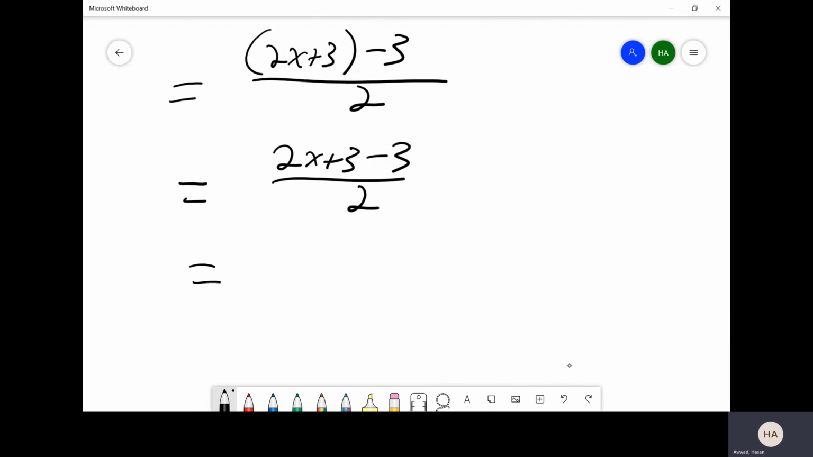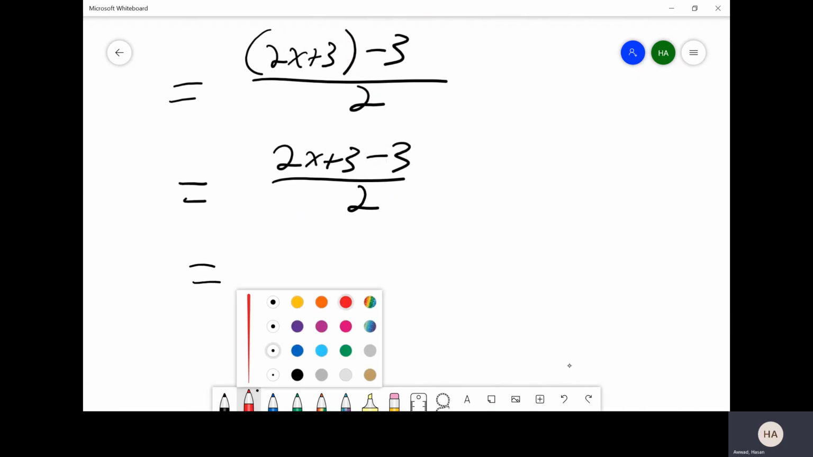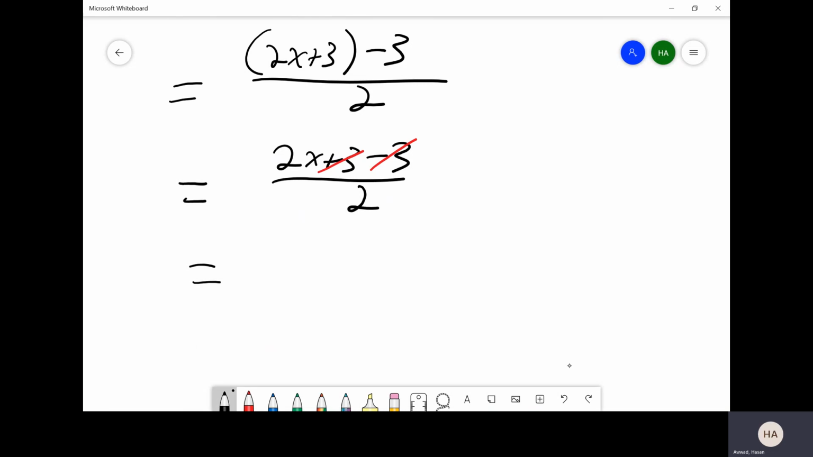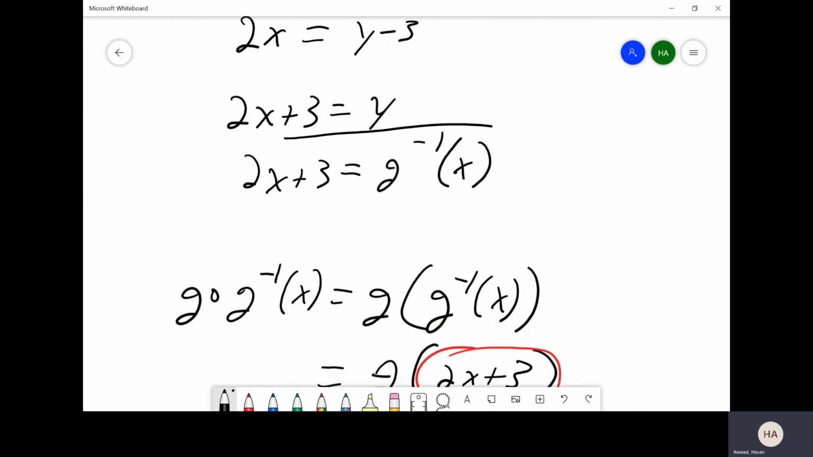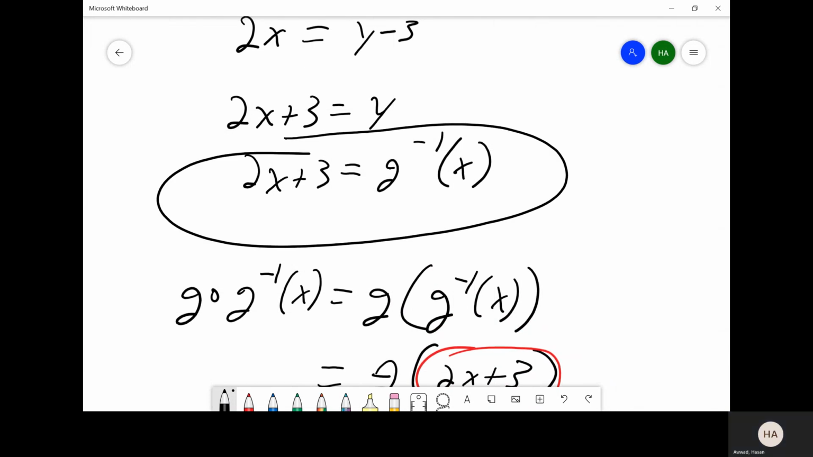We see that the 3 and the negative 3 are going to cancel out. So those cancel. We're left with 2x divided by 2. And yeah, 2 divided by 2 crosses out, and we are simply left with x as expected. And we have now shown that this truly is the inverse of g.